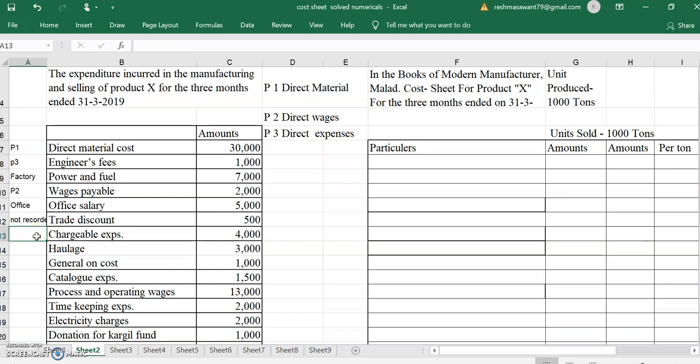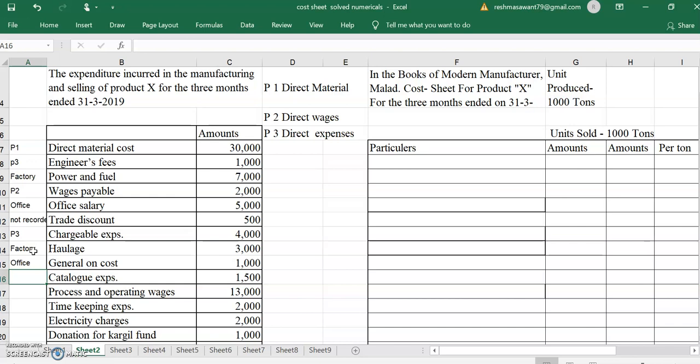Next point, chargeable expenses. Chargeable expenses are your direct expenses, and direct expenses are indicated with P3, so it is also recorded under P3. Haulage is a type of freight and it is recorded under the factory headings. General on cost is recorded under the heading of office expenses or office overheads. So right here, only office.